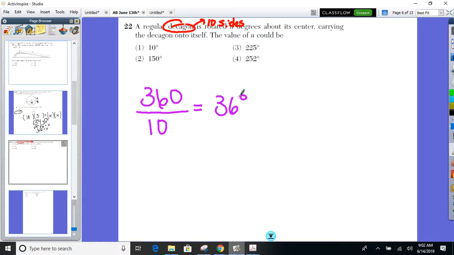All right, next, I could go another 36 and get 72. Not a choice. You've got to figure out, keep going 36 degrees till I see one of these choices up here. That's what it comes down to for this problem. And it ends up being 252 degrees to get it to carry it onto itself because it's divisible by 36.